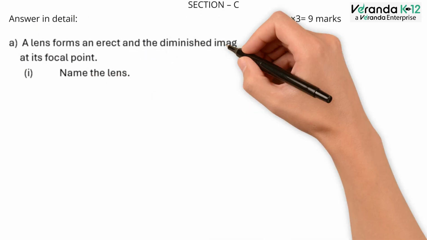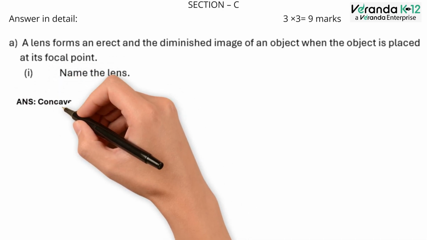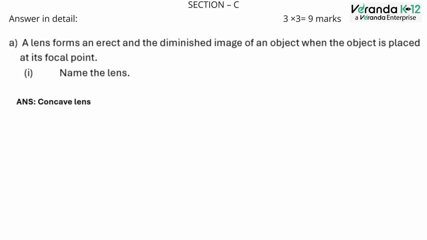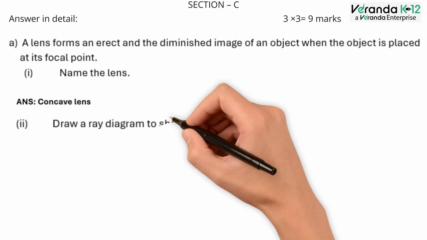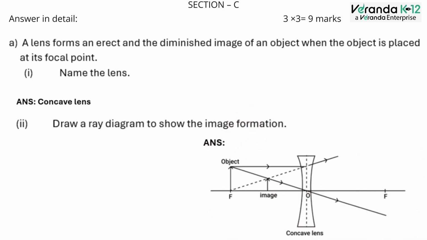Question number 9a. A lens forms an erect and diminished image of an object when the object is placed at its focal point. Name the lens and draw a ray diagram to show the image formation. Solution. The image formed is erect and diminished, so the lens is a concave lens. The ray diagram depicting the object placed between principal focus and the optic center produces a virtual, erect, diminished image.